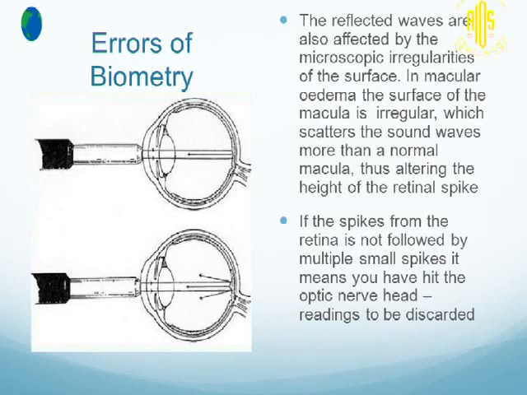In macular edema, the surface of the macula is irregular, which scatters the sound waves more than the normal macula, thus altering the heights of the retinal spikes. If the spikes from the retina are not followed by multiple small spikes, it means you have hit the optic nerve, and such a reading should be discarded.